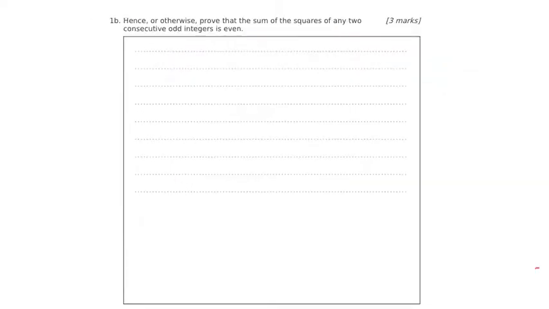1b, hence or otherwise prove that the sum of the squares of any two consecutive odd numbers is even. Well, we have taken two odd numbers, squared them, and taken their sum in the previous question. So 8n squared plus 2, we have got to prove that that is even. Well, that is equal to 2 brackets 4n squared plus 1.